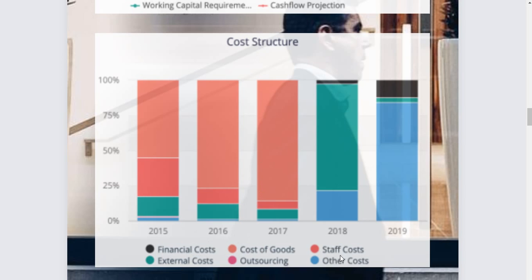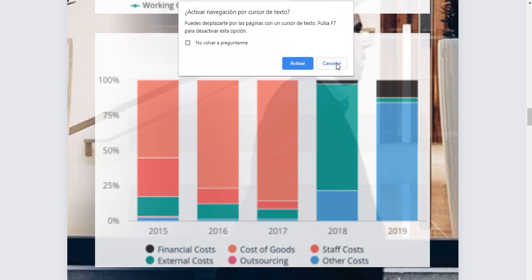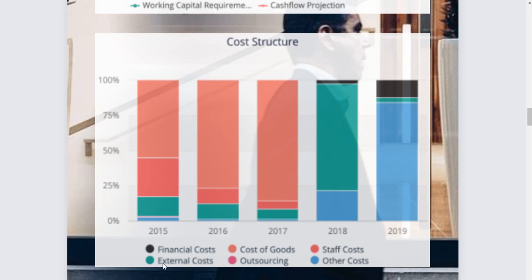Here you have the colors. The amount of money you are paying on financial costs will be color black. Financial costs are the amount of money you pay for interest rates on banks, for example. The external costs are the green ones. Here you have the variation throughout the years.